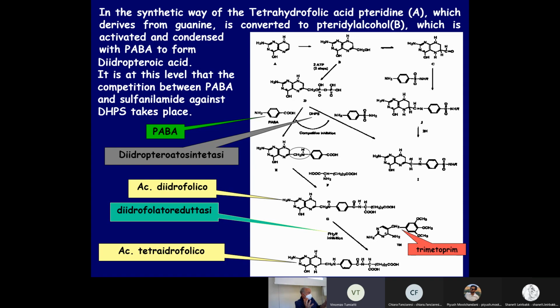Is it clear? And the problem is related to the selectivity of these inhibitors. Because we can have potent inhibitors of this enzyme, but not selective. Or we can have less potent inhibitors, but selective. We'll see now this problem.